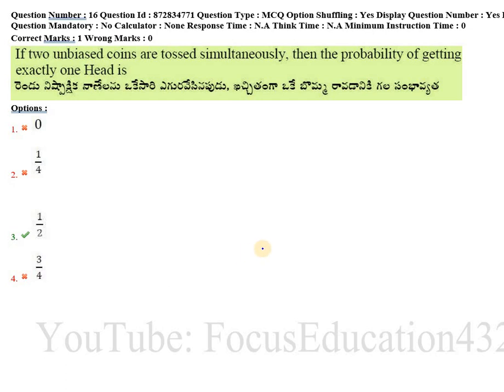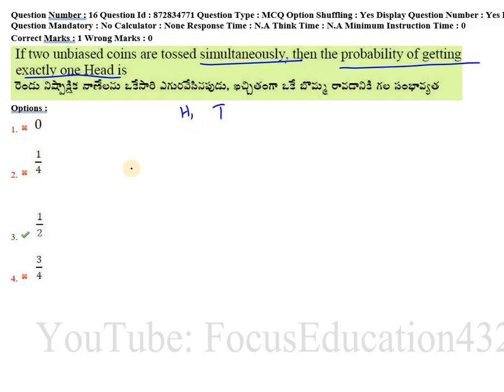If two unbiased coins are tossed simultaneously. Coins mean what? Head and tail will be there. In a coin, what are we having? We are having head on one side, tail on the other side. Two coins are tossed simultaneously, means at the same time we are tossing two coins. Then the probability of getting exactly one head. The question is the chances of getting one head.